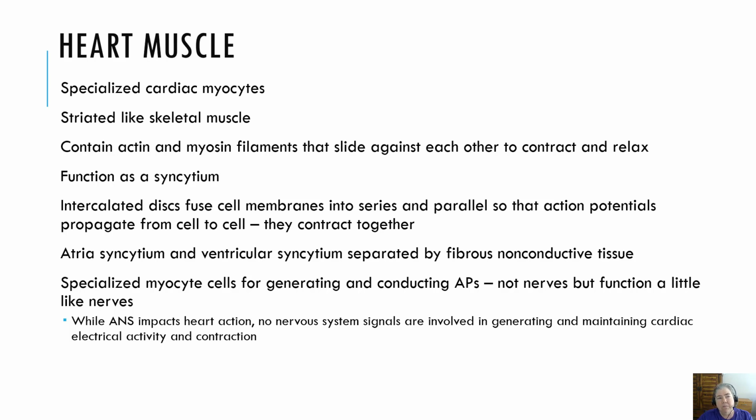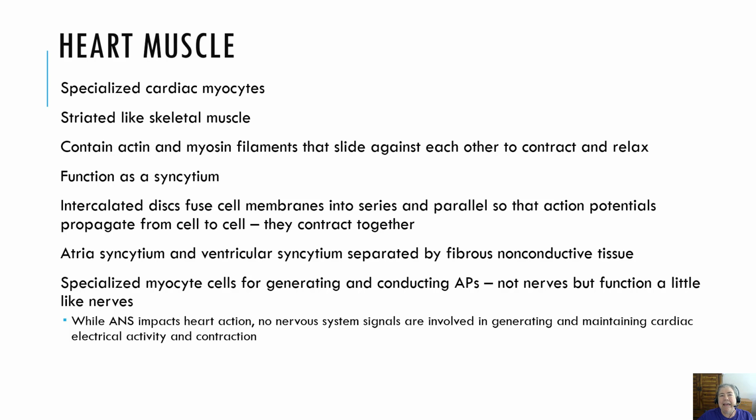One of the things about the heart muscle is that it functions as a syncytium. So each cell actually has direct communication with the next cell. So these cell membranes are fused by something called intercalated discs. And then you have kind of series of myocytes and parallel myocytes, and the action potentials that are generated initially in the pacemaker in the SA node are allowed to propagate from cell to cell directly so that the cells contract together as a unit.